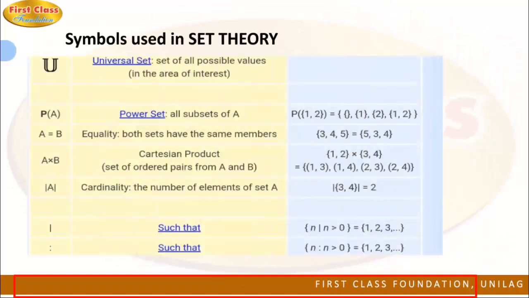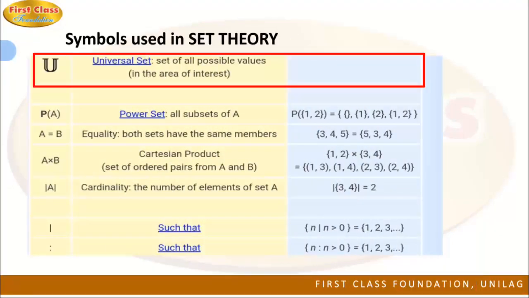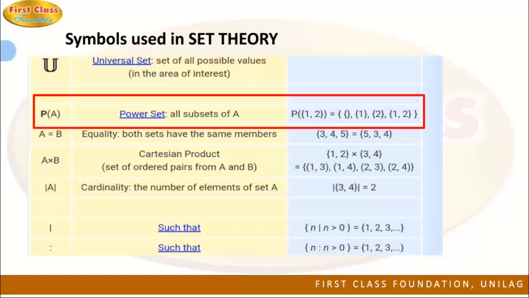We are still on symbols used in set theory. Now, the capital letter U sign represents universal set. It means a set that contains all the possible values in that context. Now, after that, we have P open brackets, A close brackets. So it means power set, power of A. So power set simply means all the subsets of set A. For example, if you have to find the power of set A, assuming set A has elements 1 and 2, the possible elements that could be found are the empty set, 1, 2, and 1 and 2.